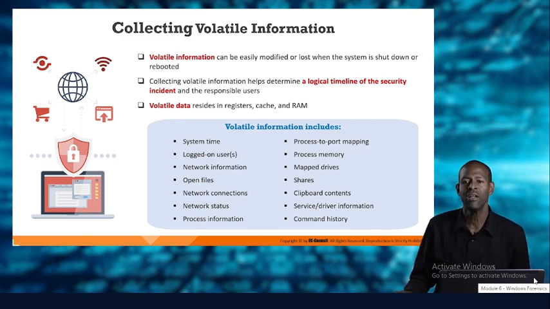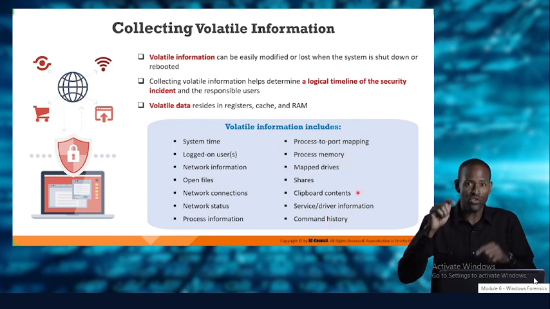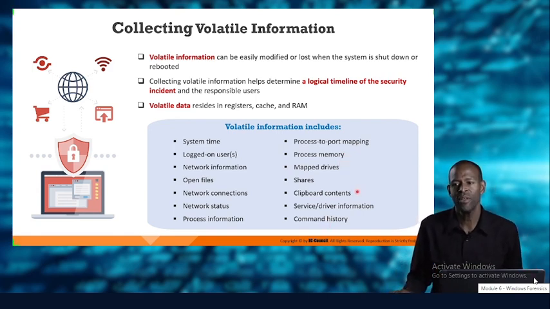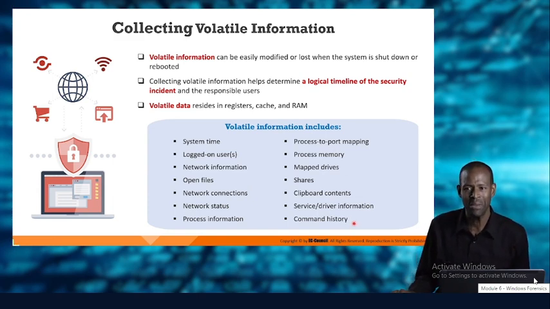You're going to get things like the system time, logged on users, open files, network status, process information, and process memory. Look at all this stuff. Clipboard contents: if you do a Control-C and copy something to the clipboard, it's going to be in there. Also the history of commands that you typed. These types of things are volatile, and we need to collect them. So let's take some time and go through specific commands and techniques for gathering volatile Windows information.